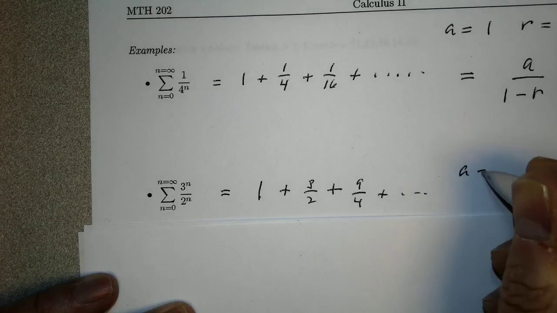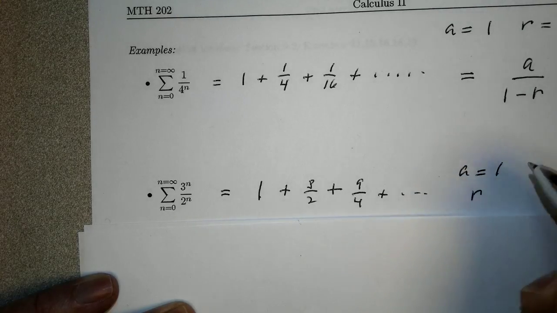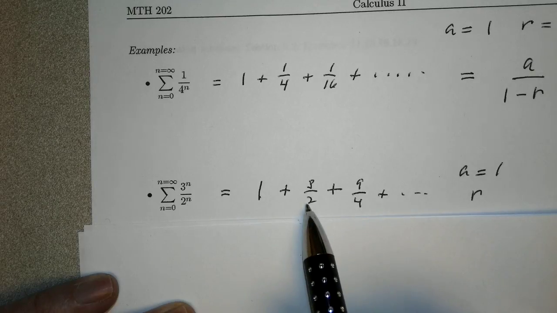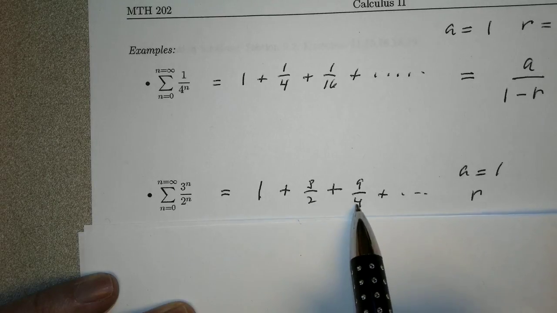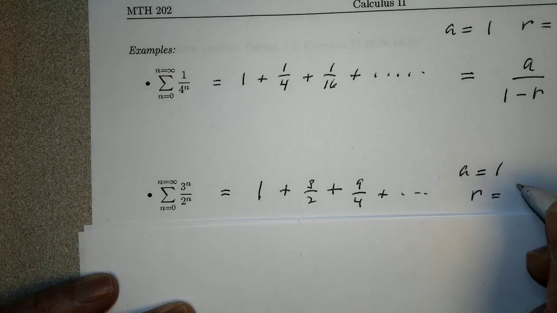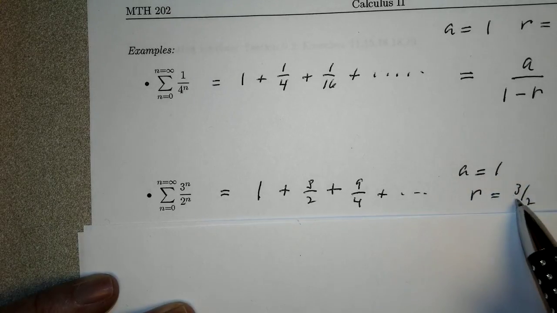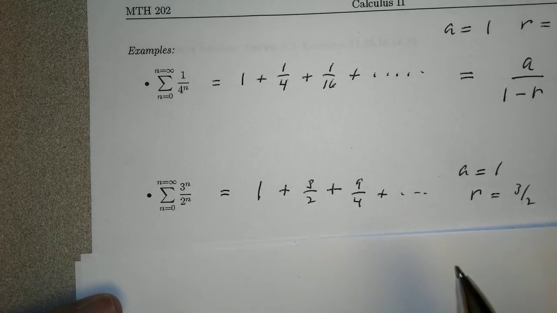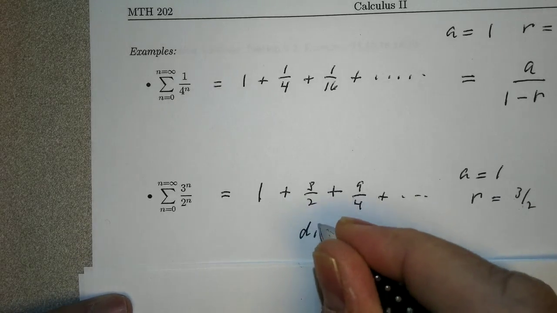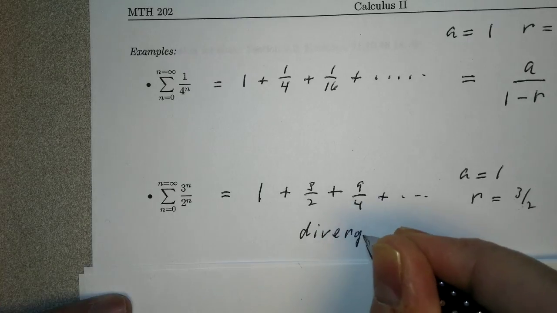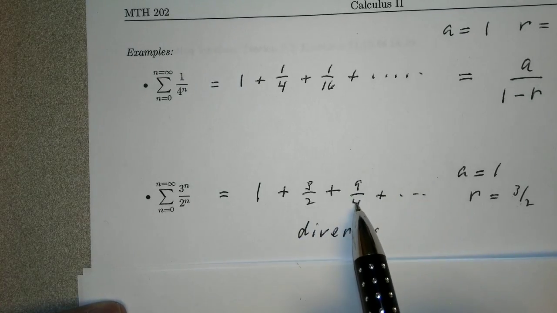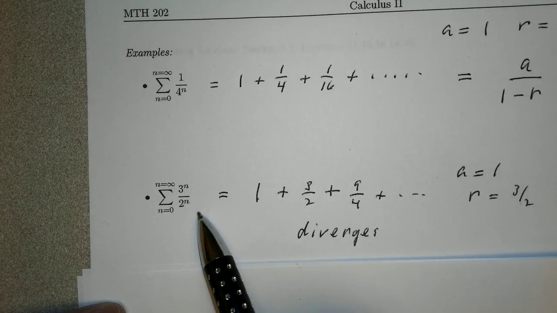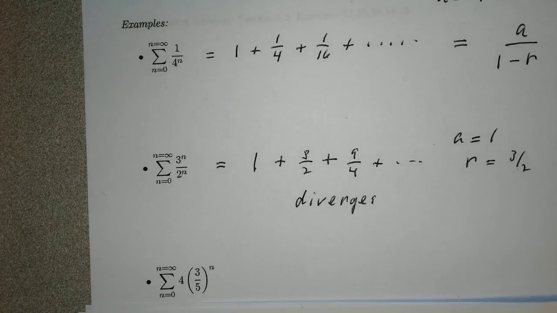In this case, a is 1, and r is 3 halves, because I'm multiplying 1 by 3 halves to get 3 halves. I multiply 3 halves by 3 halves to get 9 fourths, and so on. In this situation, r is not between -1 and 1, so we say that this series diverges. And it's pretty clear in this case that we're adding together terms that are getting larger and larger, so this adds up to be infinite, so to speak.